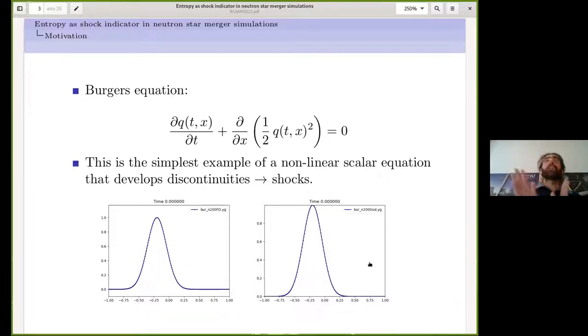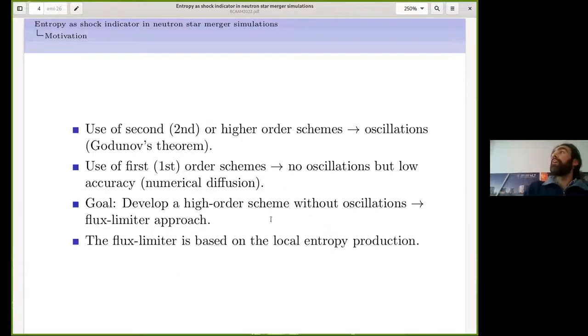No, this is just a scalar equation, so it's just Q. It's just a function of the time and the position. So it's a scalar equation. There is no relativity involved. Nothing.